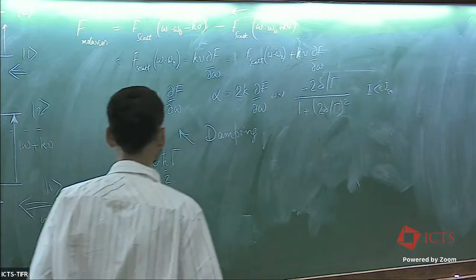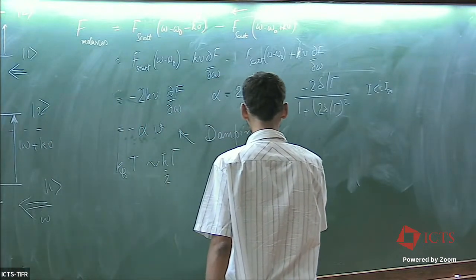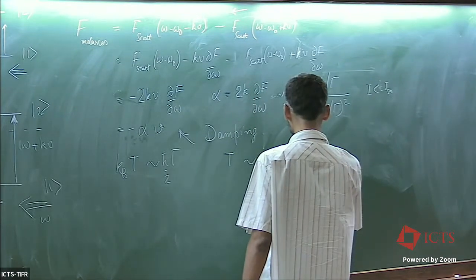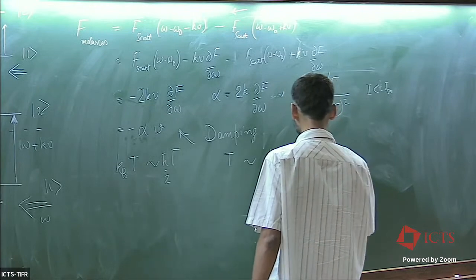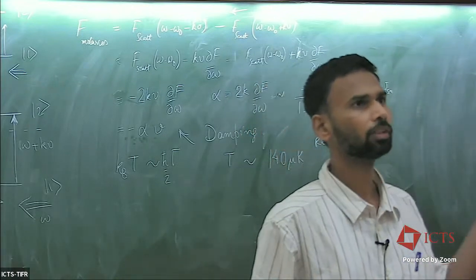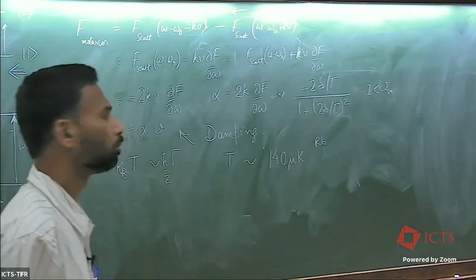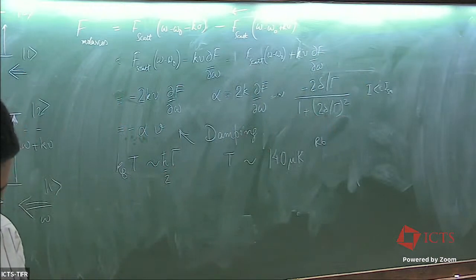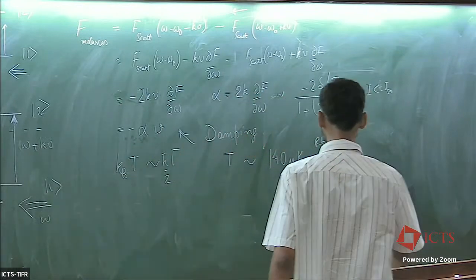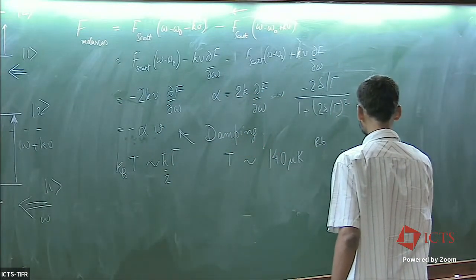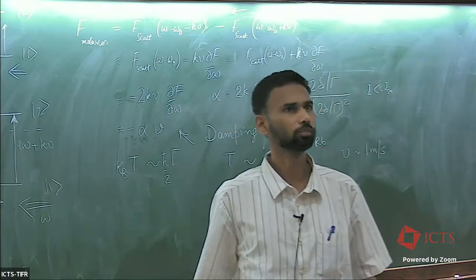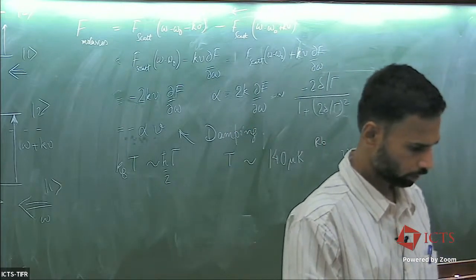And typically this temperature is of the order of, I think, 140 microkelvin for rubidium. And for sodium, I think it is 240 or something like that, or 230. So it's of this order. This is how cold you can go by making use of this Doppler limit. And if you are interested in the speed, then the speed is of the order of 1 meter per second. So up to that velocity, you can. Okay.